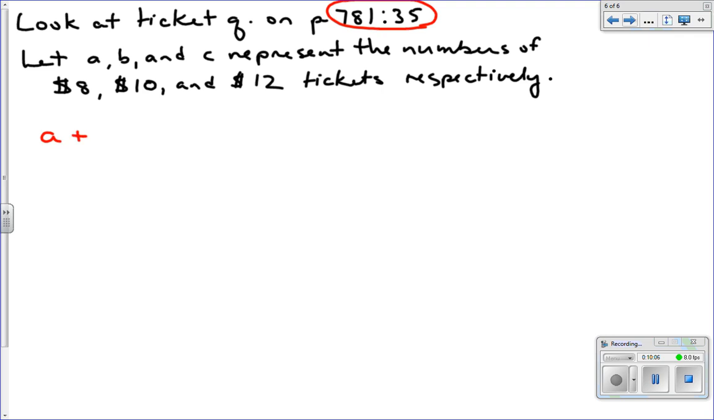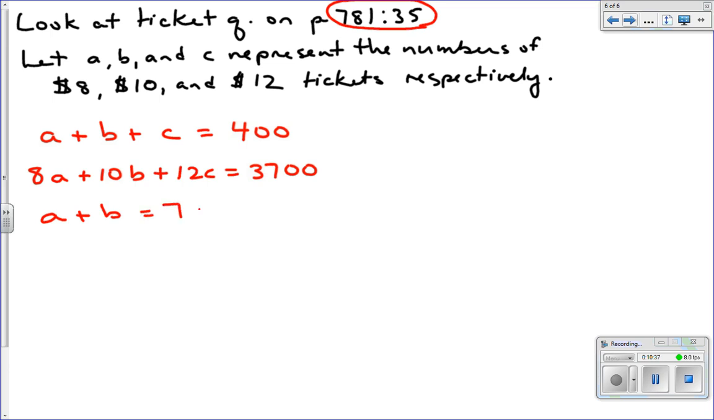The first equation is based on the fact that we know that 400 tickets are sold altogether. The second equation is based on revenue, so the $8 tickets are multiplied by 8, the $10 tickets by 10, and the $12 tickets by 12 to get the total revenue of $3,700. And then we know that A plus B is equal to 7C from that last sentence in the problem, which we will rewrite so that it lines up with the other ones to be A plus B minus 7C equals 0.